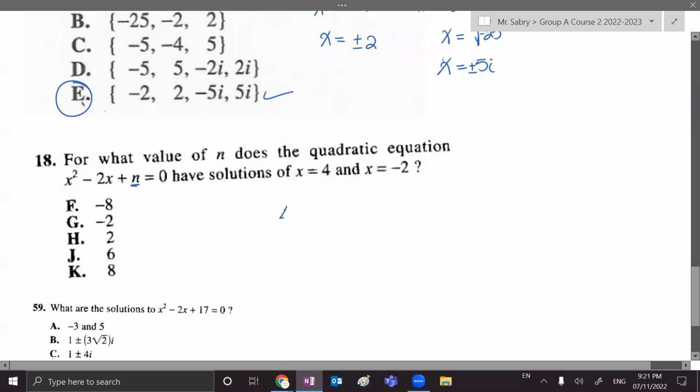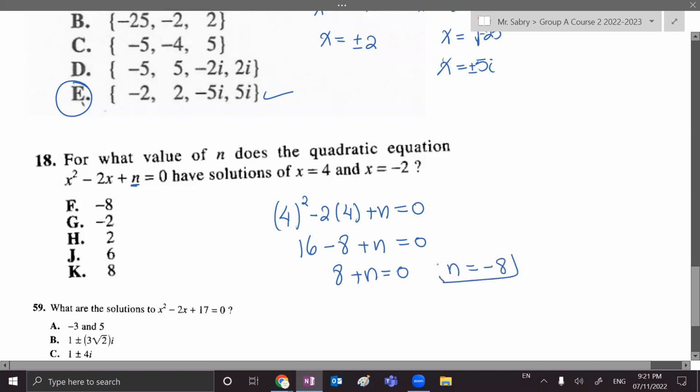So just put x with 4. 4 to the power of 2 minus 2 times 4 plus n must be equal to 0. And start solving that, which would give you this. Which then would give you that 8 plus n is equal to 0, which means that n is equal to negative 8. That's the easiest way to do it.